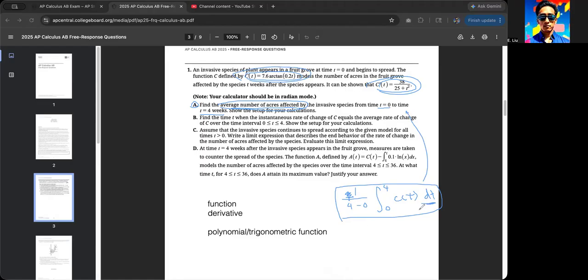In this situation, you got lucky. You do get to use a calculator, and they actually remind you to put it in radian mode as well. Okay.